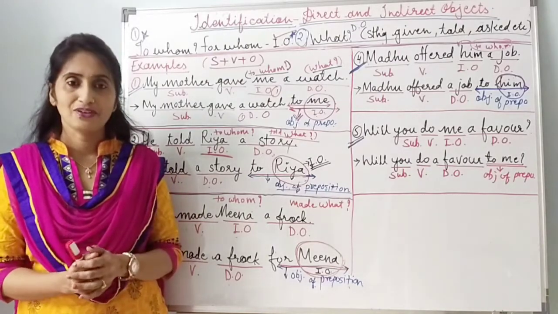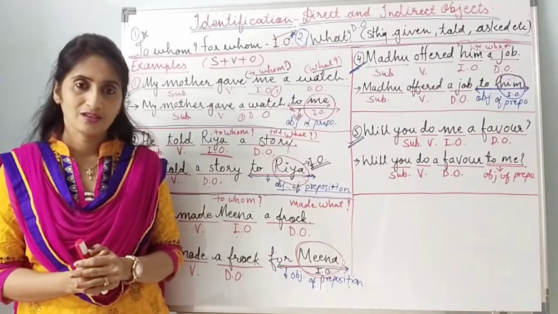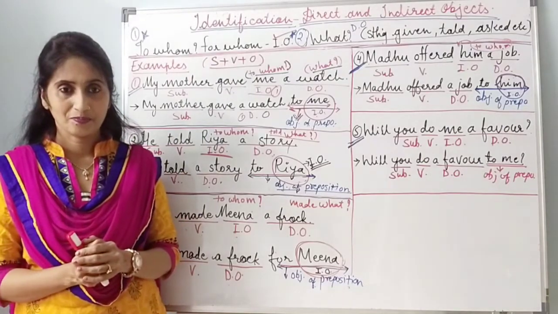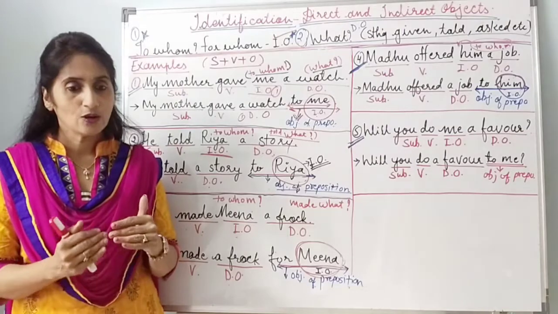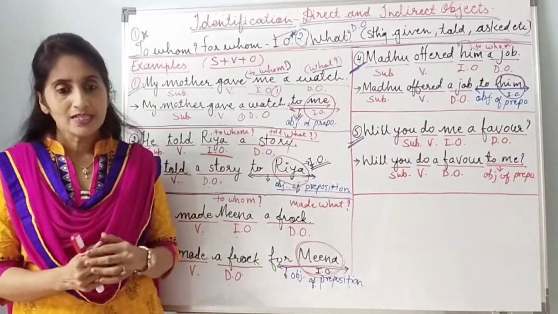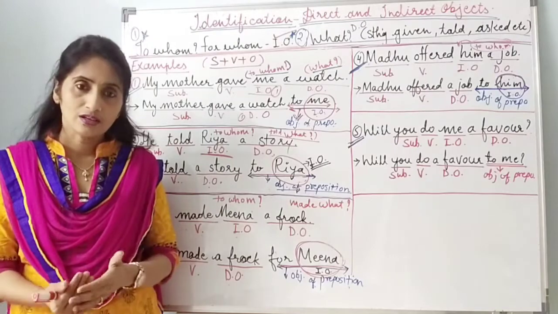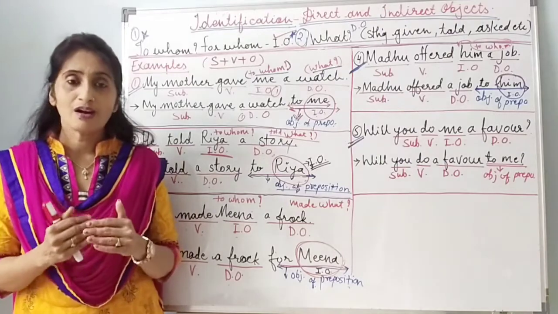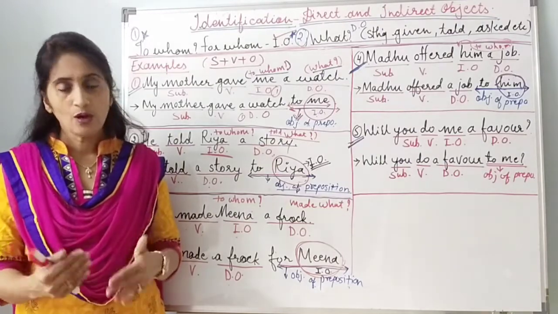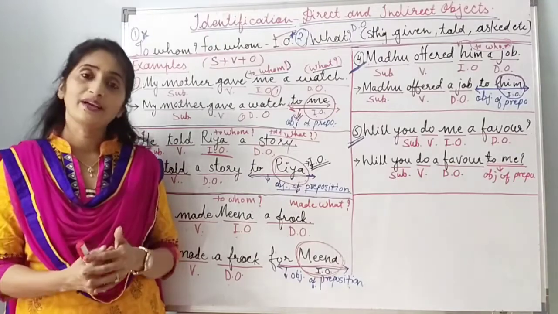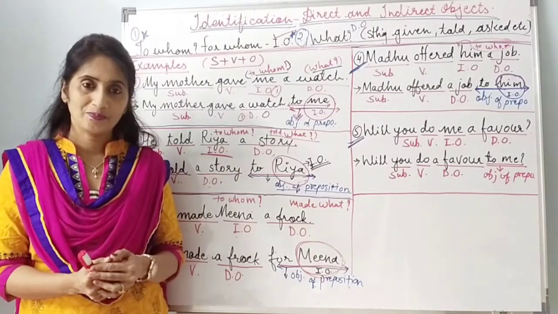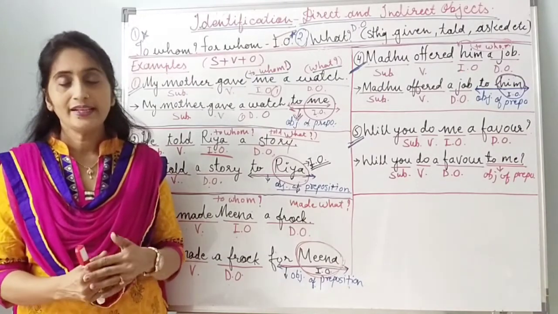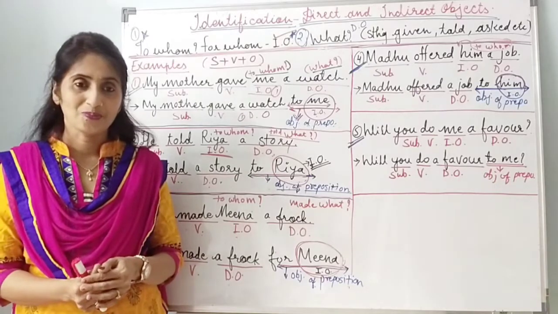Then how to identify such kind of objects? We have a very simple way to identify the objects. The indirect object indicates the person to whom something is given or done, or for whom something is done. If you ask yourself a question, to whom or for whom, the answer you get is the indirect object. The indirect object is usually a person. It is a noun or pronoun.